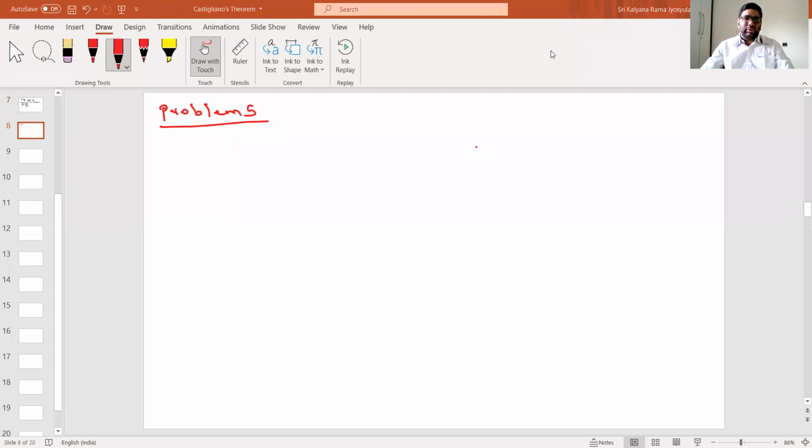So in today's class, we will be trying to solve a problem for the calculation of deflection of beams using Castigliano's theorem. Okay. So determine the vertical deflection at the free end.